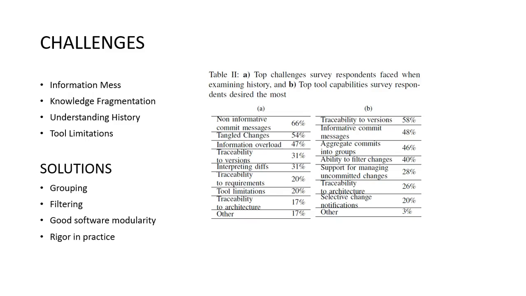Developers face challenges while examining history, like information overload, because history is cluttered and unstructured. This affects both committed and uncommitted changes. In knowledge fragmentation, they have to find history of code, trace history to requirements, and assess the impact of the changes. Even understanding history is a challenge, because even with the popular strategies they need commits to understand.